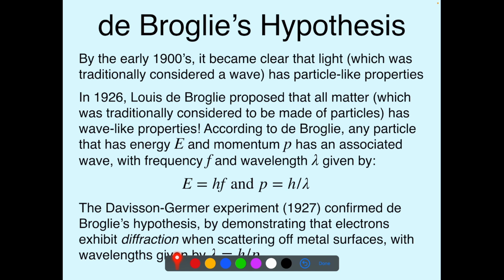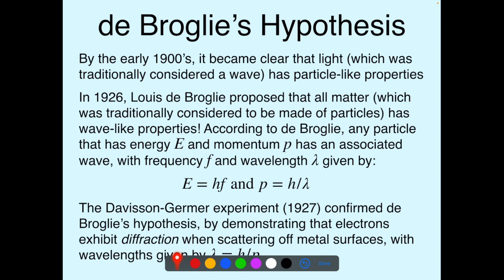Okay, so in 1926, the French physicist Louis de Broglie comes along with a proposal, which initially sounds kind of crazy, but let's just hear him out. He proposed that all matter, which is traditionally considered to be made of particles, we're talking about atoms, molecules, things like that, he proposed that all matter has wave-like properties.